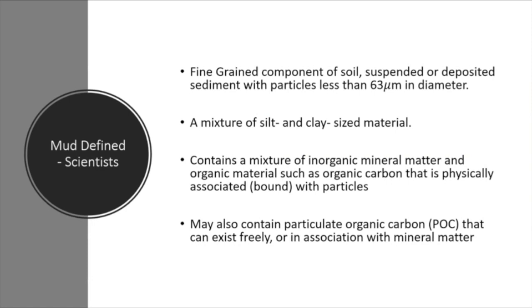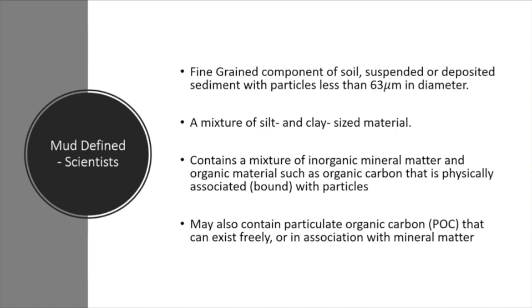So when I think about mud, I think about the fine-grained component of soil. And when I say fine-grained, I mean particles that are less than 63 microns, which is the boundary between sand, like you would see on Virginia Beach, and finer material like silt, which you would see in the estuaries. So it's less than 63 microns in diameter. It's a mixture of both silt and clay, typically.